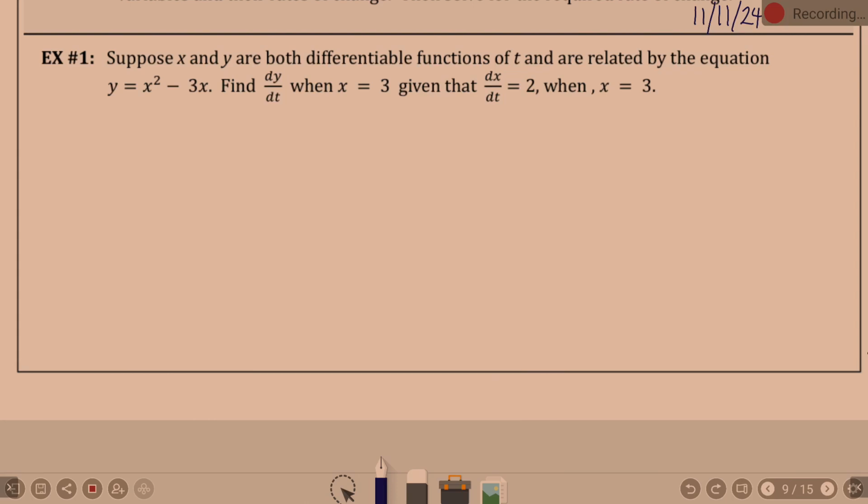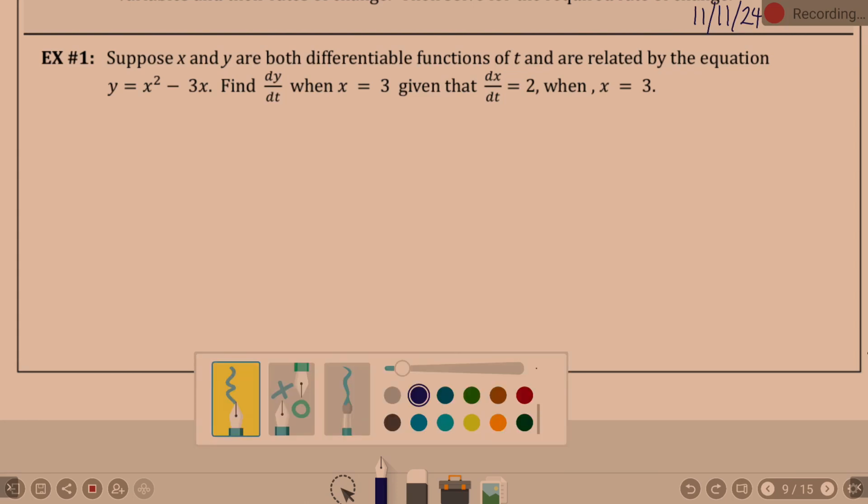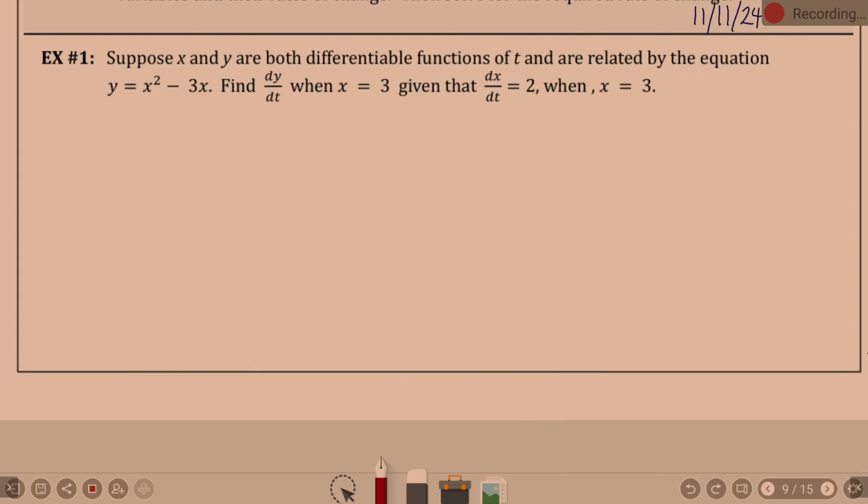Okay. Suppose x and y are both differentiable functions of t and are related by the equation y equals x squared minus 3x. They're asking us to find dy/dt when x equals 3, given that dx/dt equals 2 when x equals 3. Okay? Nice thing, they give us an equation, so we don't have to figure that out yet. We're going to be using the equation y equals x squared minus 3x.